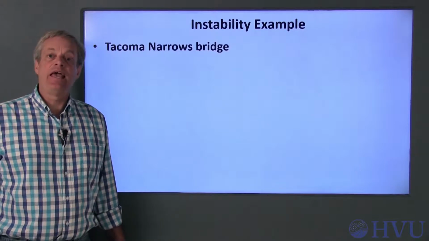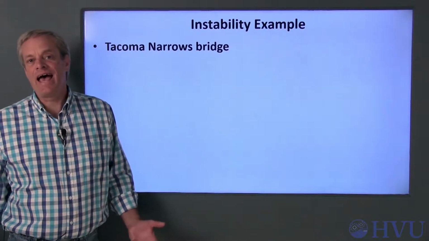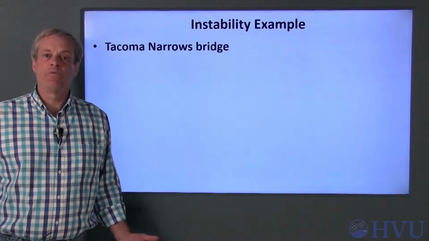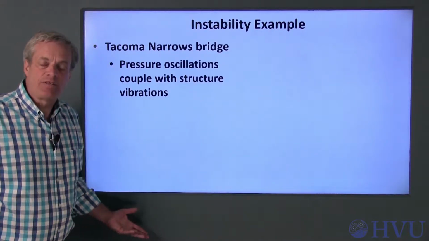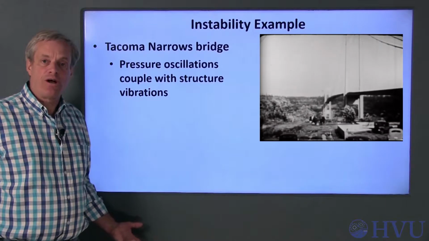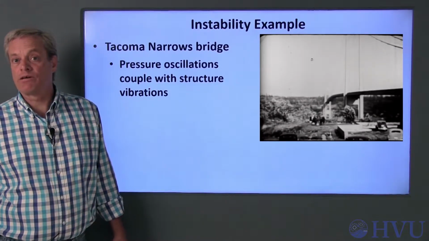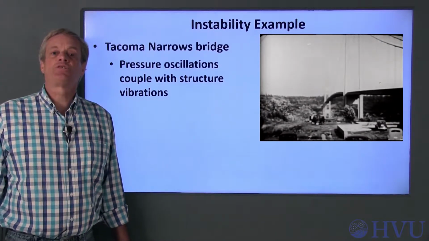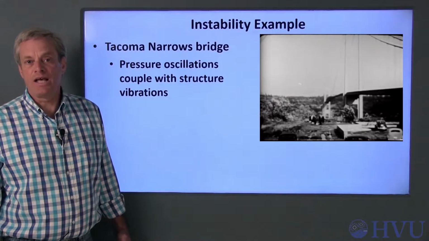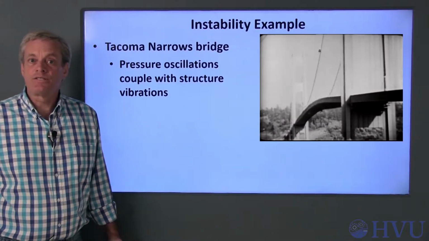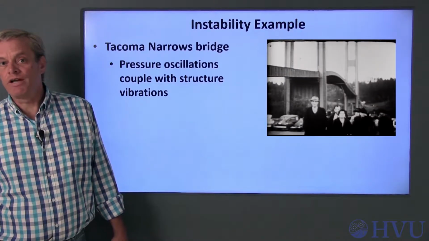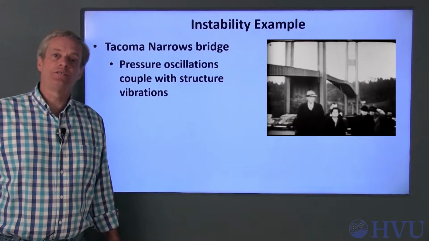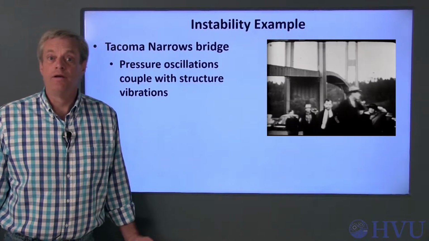In an instability, a dependent source has to add energy to the system in a way that reinforces the energy already stored in the system. In the case of the Tacoma Narrows Bridge, pressure oscillations caused by wind blowing across the bridge coupled with the structural vibrations of the bridge itself. The pressure oscillations caused the bridge to twist in the wind. The twisting caused the pressure oscillations to increase, which increases the twisting motion, and so on.